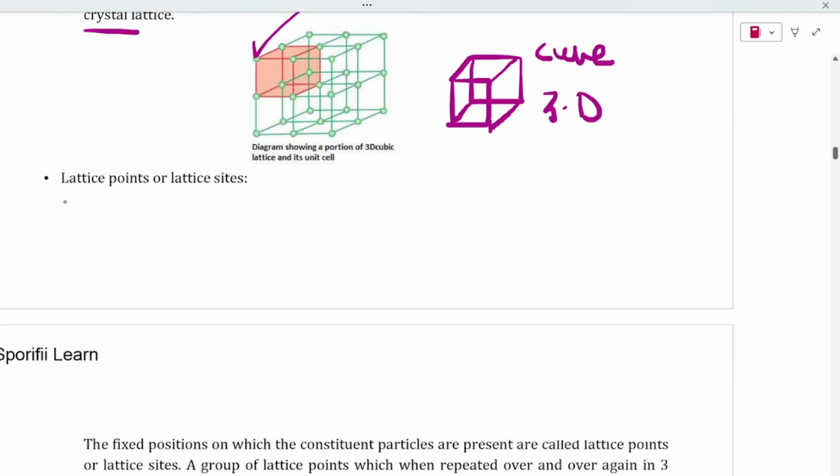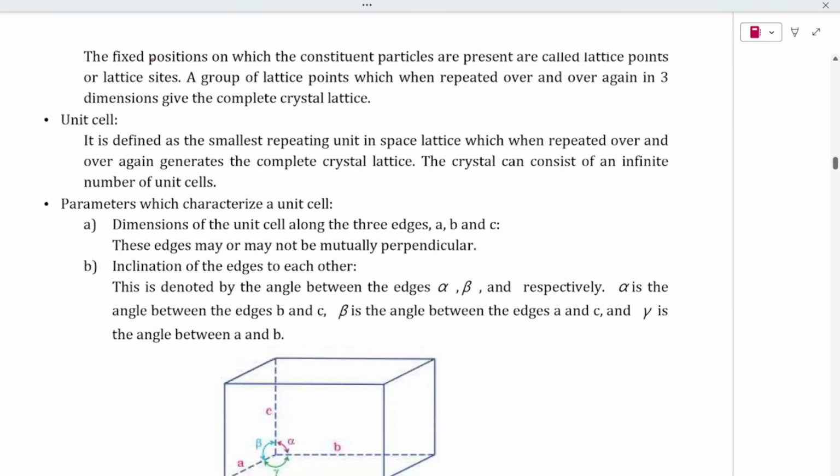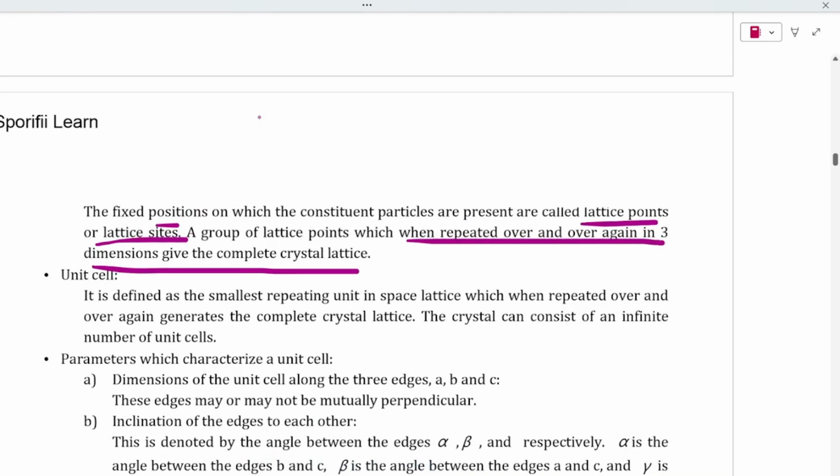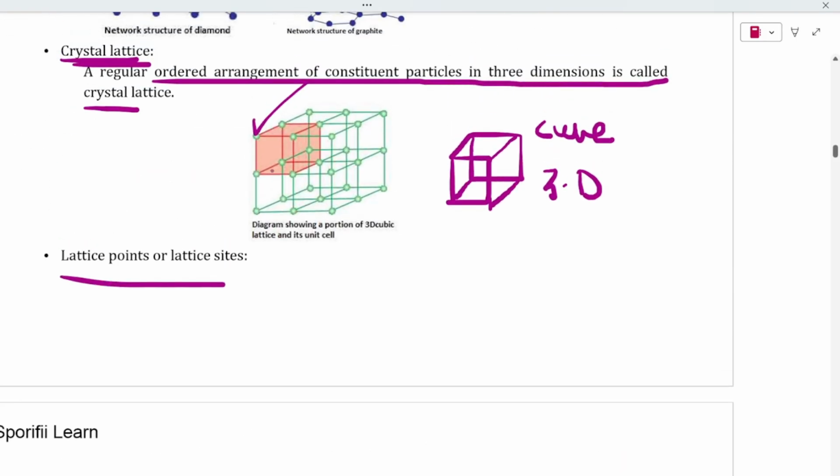The fixed positions on which the constituent particles are present are called lattice points or lattice sites. When repeated again and again in 3 dimensions, they give a complete crystal lattice. As you can observe here, they are repeated: here is one cube, and here another cube, the same, and here again one cube and another cube.